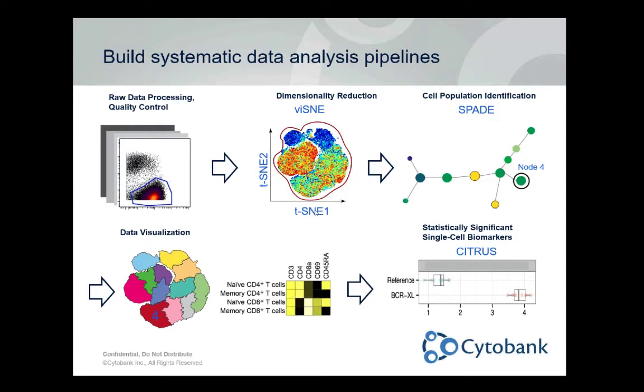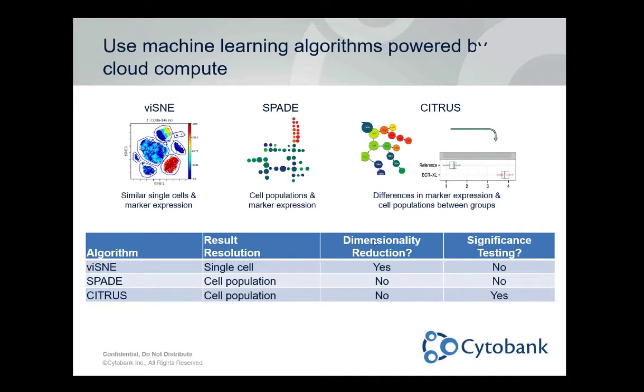Cytobank also has various tools that you could use to build a systematic data analysis pipeline. So this is just one example data analysis pipeline here for how you can use Cytobank tools to build one. And so, for example, viSNE here in this pipeline is being used as a dimensionality reduction tool, for initial visualization of these data. SPADE is being used as a cell population partitioning tool. And then Citrus here is being used to identify predictive signatures that can stratify your groups of samples.